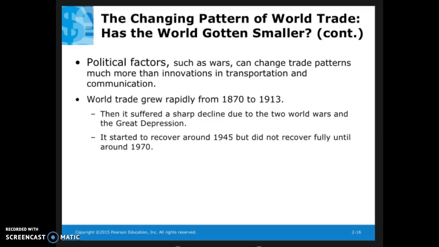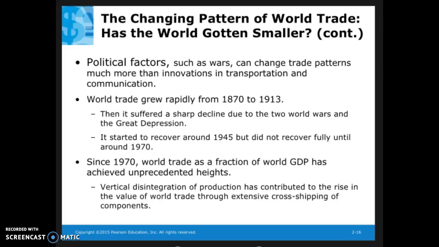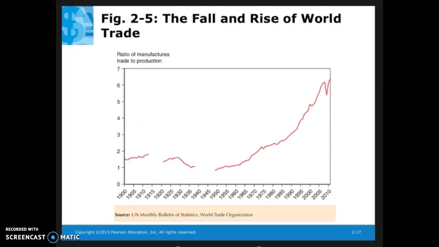So world trade grew rapidly during the Industrial Revolution. It suffered very sharp declines due to the two world wars and the Great Depression, and it didn't fully recover until around 1970. Following 1970, trade has reached unprecedented heights. So you can see here, there are those gaps where the world wars occurred, where we don't have clear data. And you can see that throughout time, world trade has been rising.